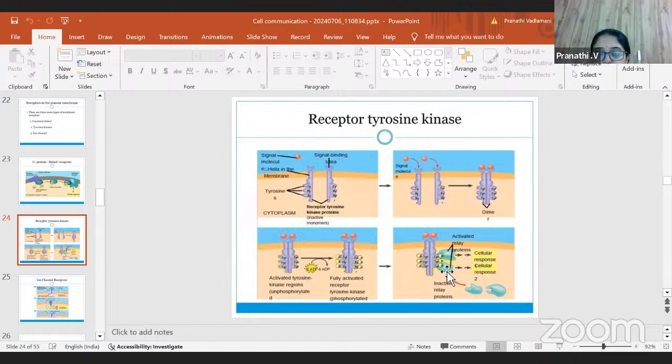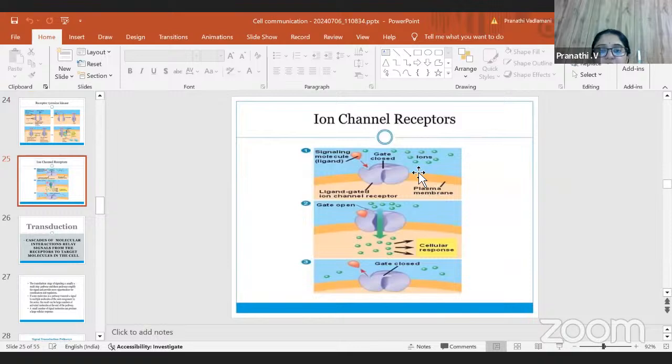Once this is done, again, you have a cascade pathway causing a cellular response. And you have ion channel receptors, wherein as soon as the ligand, the signaling molecule, comes, the channel opens. Usually the ion channel is closed, but with the presence of the ligand, this ligand-gated ion channel receptor opens, and the ions go inside. For example, calcium-gated channels and sodium-gated channels are all ion channel receptors. This causes a cellular response, so there's a change inside the cell itself.